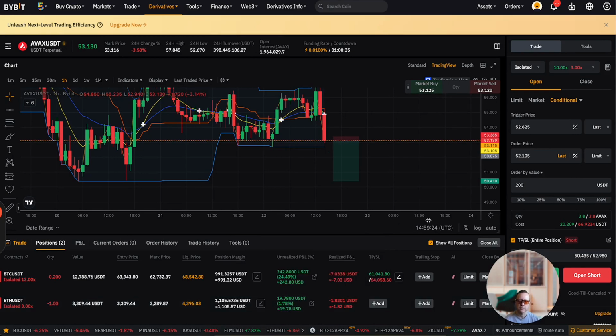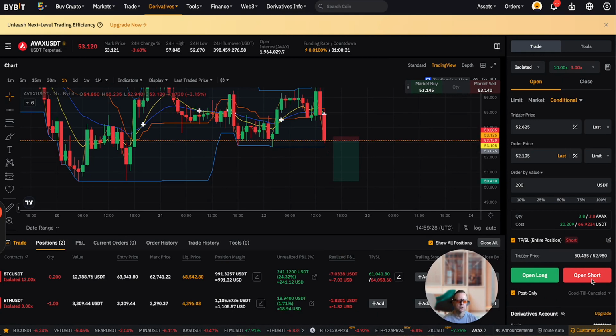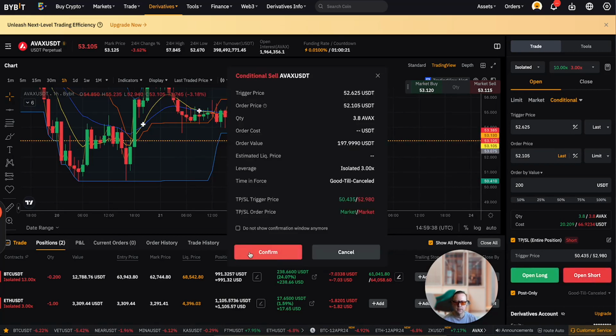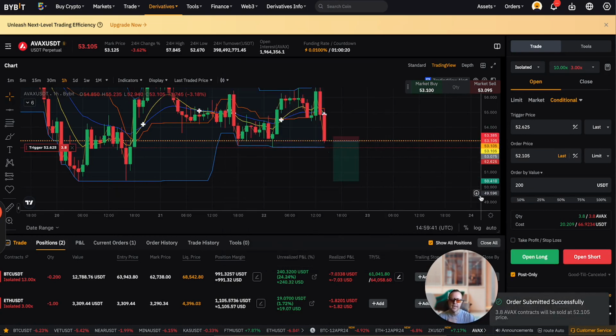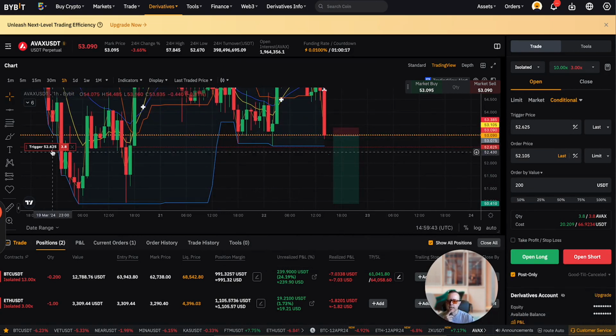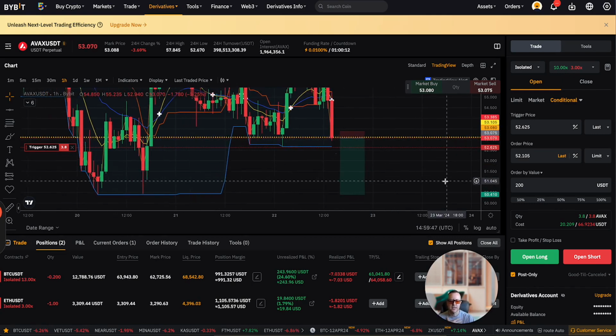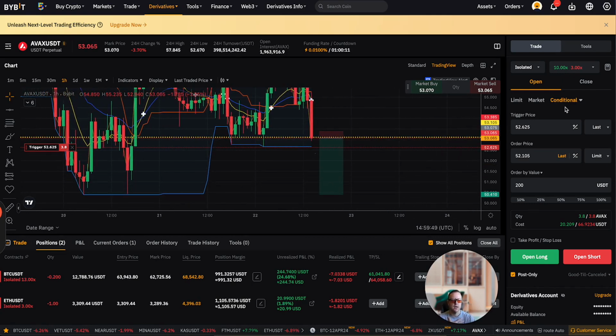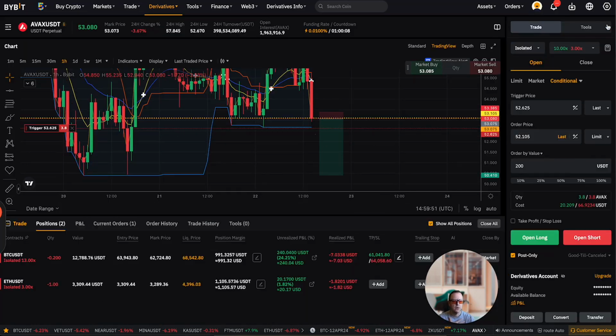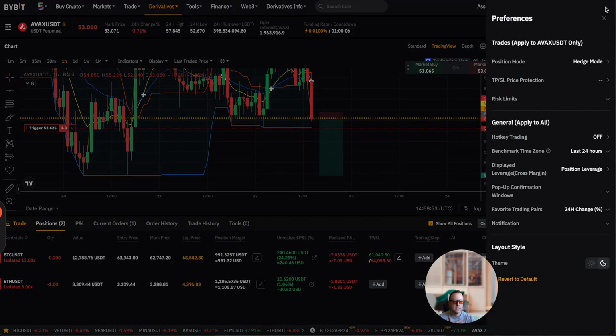Okay, so now we confirm, and now I can open it, right? This is a conditional order, which means it's not going to enter my order unless it hits that trigger price of 52.65. So now I open it, confirm, and you see how that trigger shows up, and I can drag and drop that trigger price as needed, right? So that's kind of cool. That's a trigger order. Now, let's do something else.